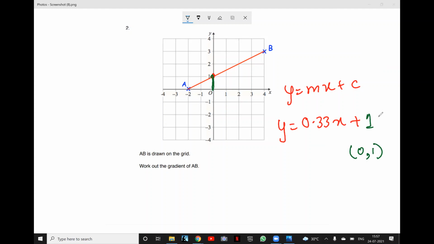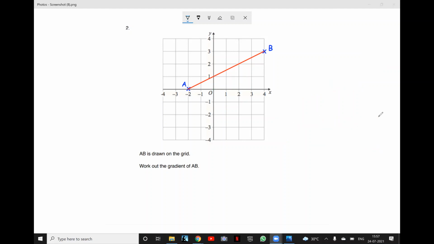Now let us try another sum. We will be doing another sum now. And let us see how to go about it.